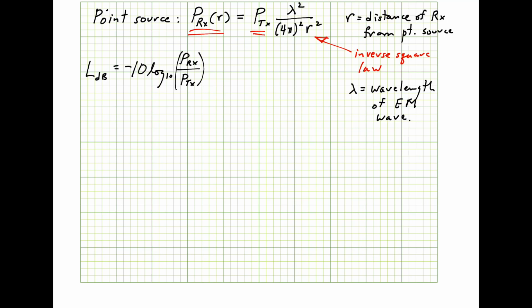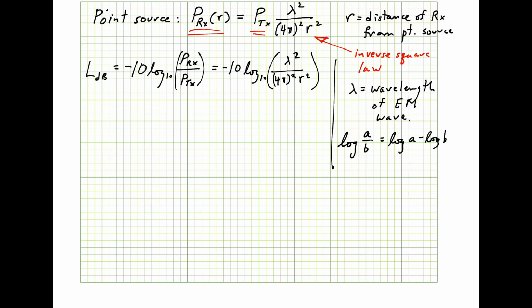And so now we can continue this equation, plugging in for the ratio PRX over PTX, which when I rearrange, I just bring PTX to the denominator on the left here. I just get lambda squared over 4 pi squared r squared. And so we can write this as minus 10 log base 10 of lambda squared over 4 pi quantity squared r squared. And I can continue this, using the laws of exponents and logarithms. Recall that the log of a over b is the log of a minus the log of b, and the log of a times b is the log of a plus the log of b. And so, applying that rule, I'll take this completely apart.